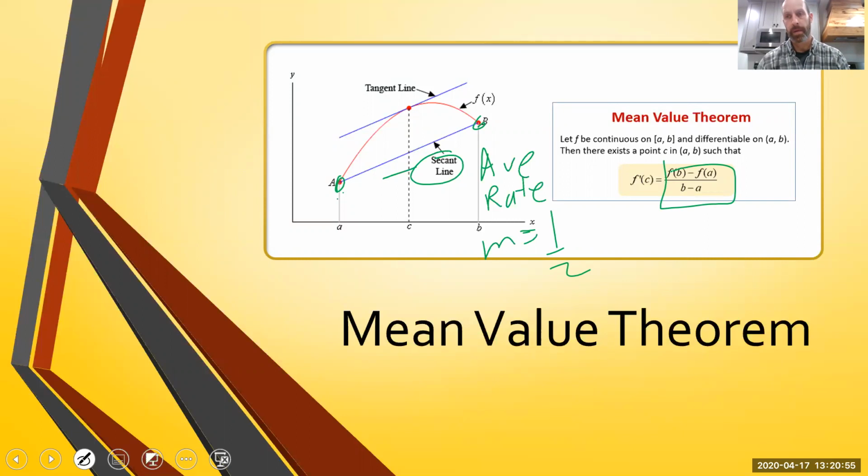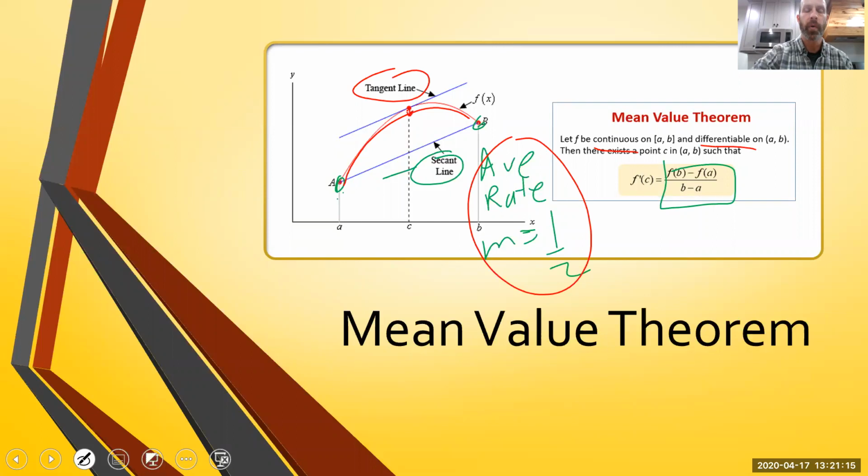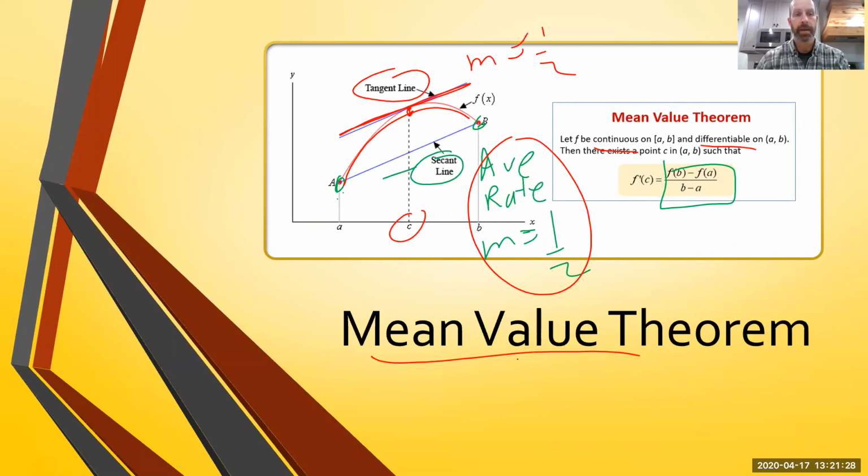The mean value theorem says that if the average rate of change of this function, the red one, on the interval from A to B is 1/2, then guess what it guarantees us? It guarantees us, as long as this function is continuous and differentiable, that there has to be some point called C between A and B where the tangent line has that same slope of 1/2. This is called the mean value theorem of calculus. It's actually very important.